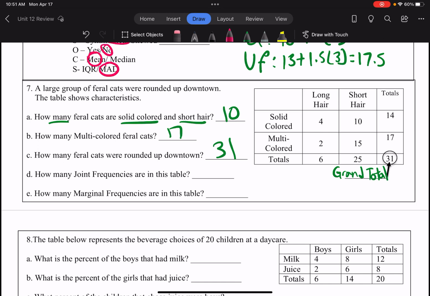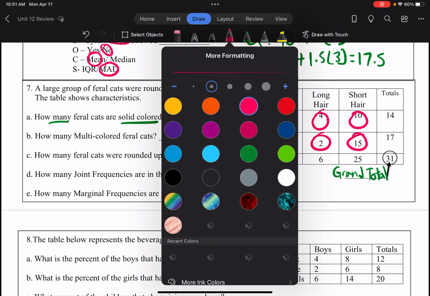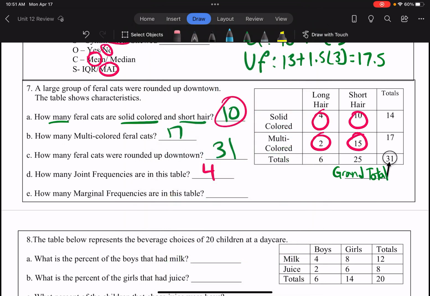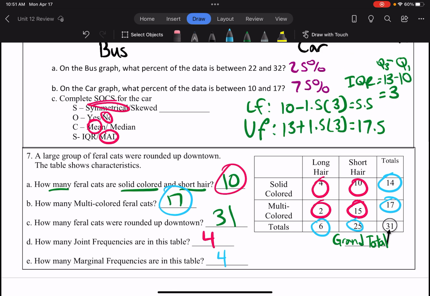Then it asks how many joint frequencies are in the table. So remember, joint frequencies means that there are two categories looked at together. And part A was actually talking about a joint frequency, so there are 4 joint frequencies on this table. Then it says how many marginal frequencies are on this table. These are your subtotals, so there are 4 of the subtotals on this table, with 31 being your grand total. All right, guys, that completes page 2 of the Unit 12 review.